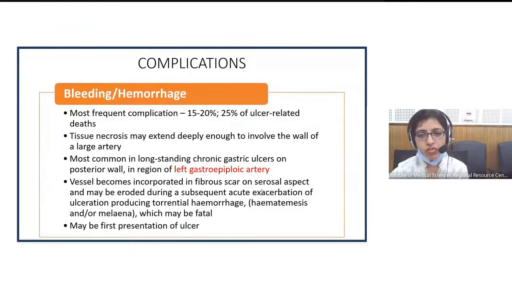Vessels become incorporated in fibrous scar in the serosal aspect and may be eroded during a subsequent acute exacerbation of ulceration, producing torrential hemorrhage, and this may even be the first presentation of ulcer. So the patient may not know that he's suffering from peptic ulcer disease. His symptoms may be really non-specific. The patient may be ignorant of those symptoms, and then one fine day, when the ulcer has been present for a long period of time and undergoes this complication of bleeding, the patient presents directly with hemorrhage, and that is the first presentation. Okay.